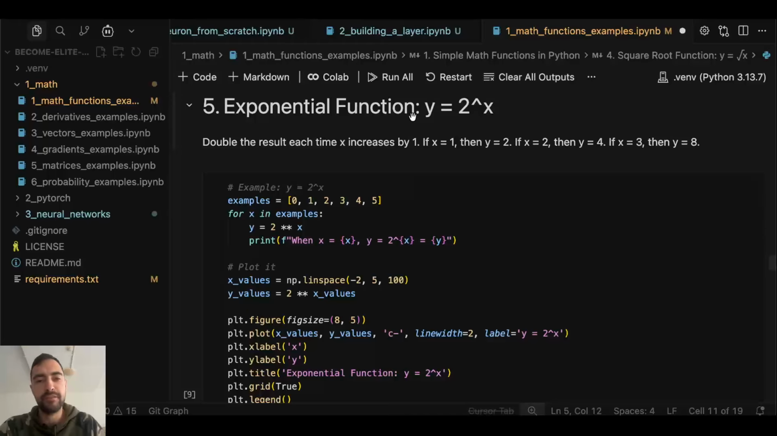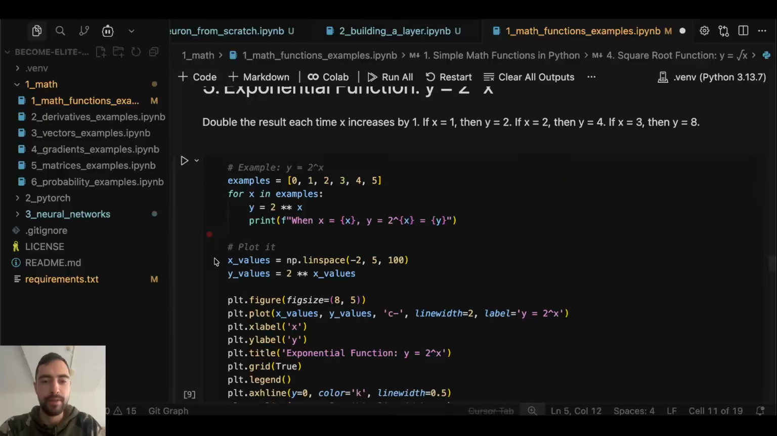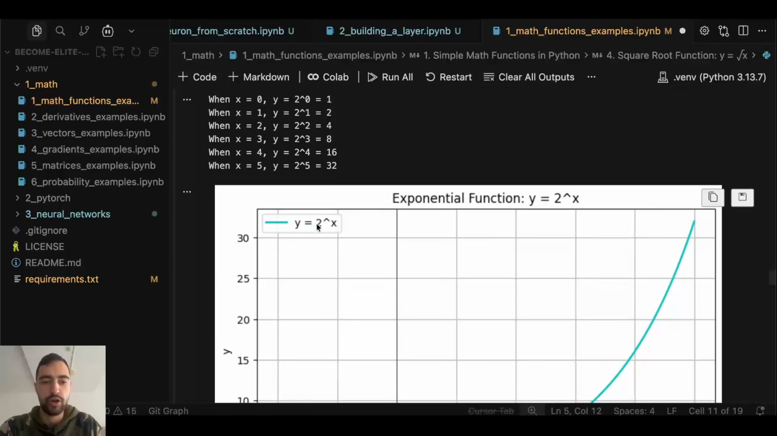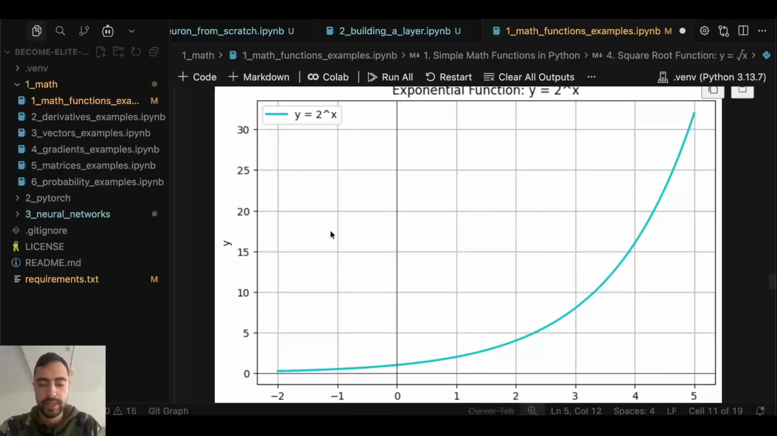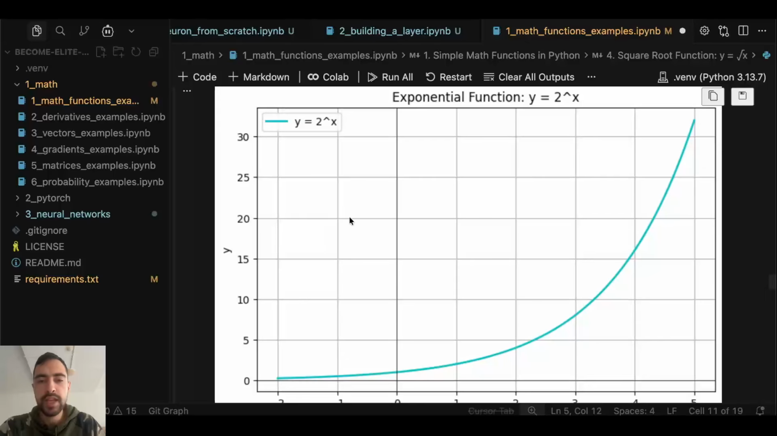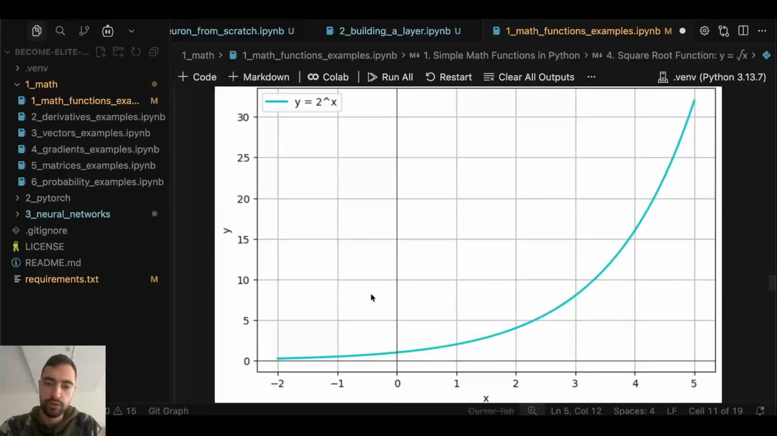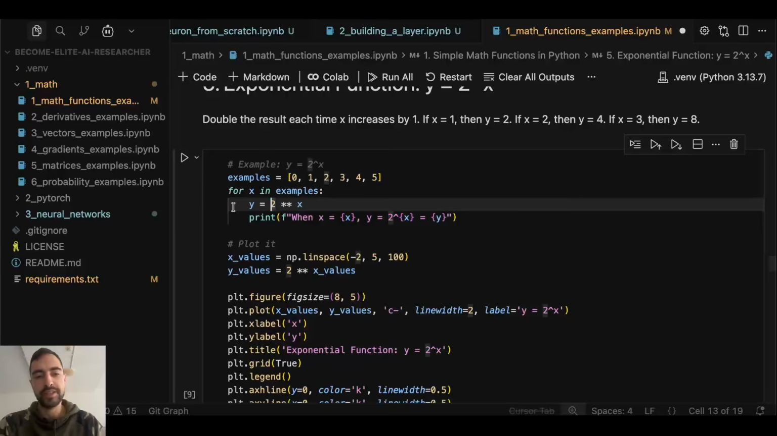Then we have exponential function, where y is equal to 2 power x, or some constant power x. And this grows very fast. This grows faster than the quadratic. So 2 power x grows faster than x power 2. It's good to know that. And this is the shape of exponential function. The code is very similar. This part is just different. So y is equal to 2 power x. This is how you can denote power in Jupyter or Python.